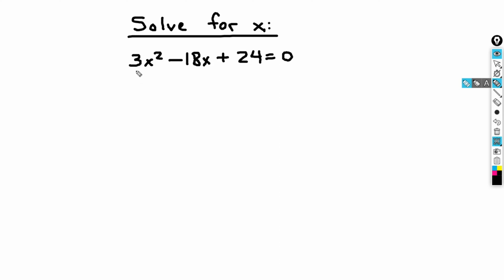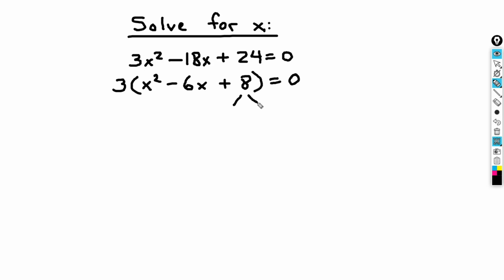We're going to divide 3 out of each of these terms, so we're going to change this to 3 times x squared minus 6x plus 8. Okay, so this actually becomes a lot like the first example now, except that we have a 3 times everything, but that doesn't really matter for the values of x.